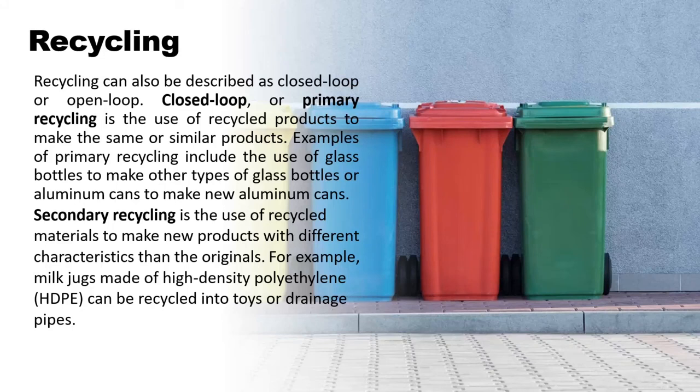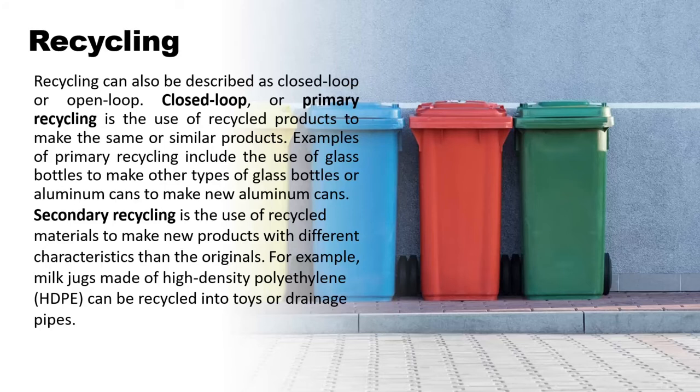Now for the continuation of the solid waste engineering, let us discuss recycling. Recycling can also be described as closed loop or open loop. When we say closed loop, or primary recycling, it is the use of recycled products to make the same or similar products. Examples of primary recycling include the use of glass bottles to make other glass bottles or aluminum cans to make new aluminum cans.